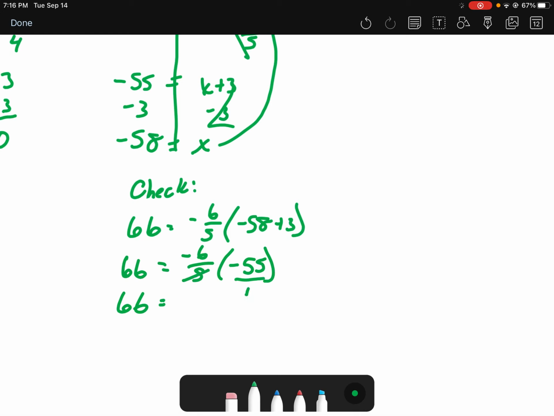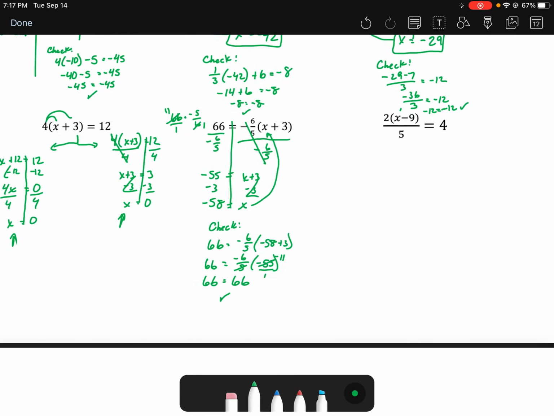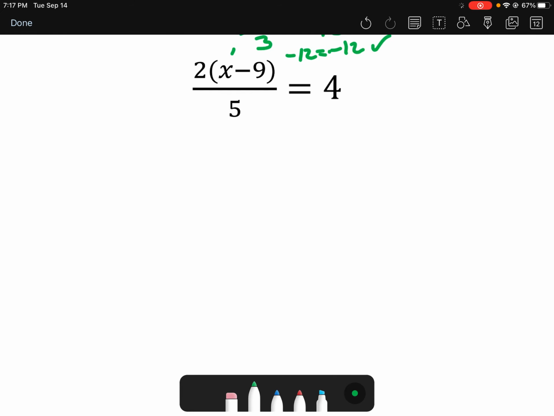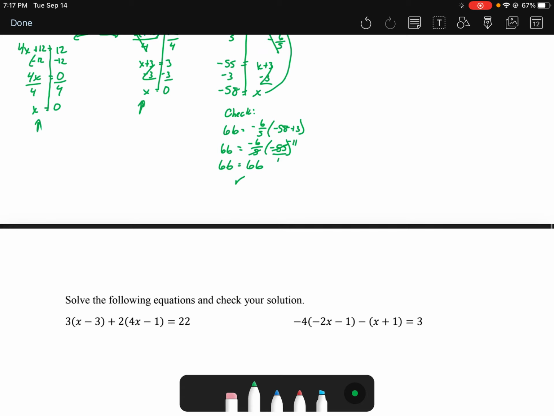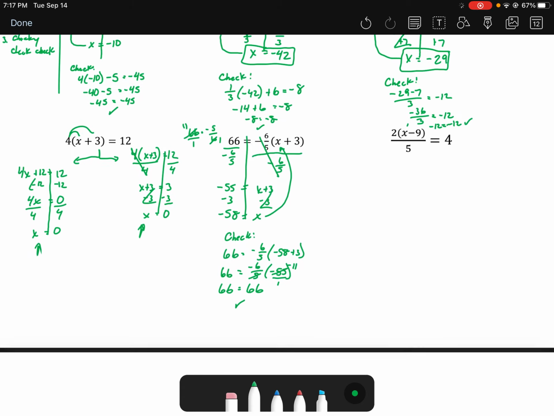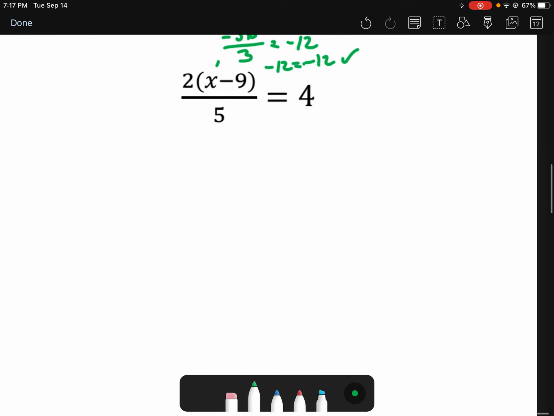Again, I can change it to a cute little fraction. Simplify it before I do anything. I get 66. We're equal on both sides now. That checks out. Uno más. Yeah, we're going to worry about those 2 bottom ones later. Uno más.